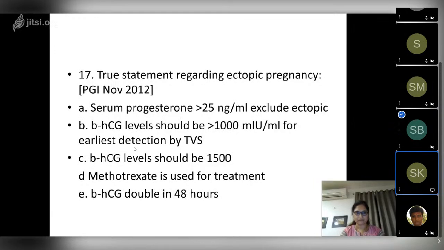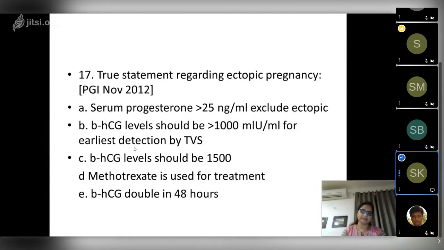1500 international units. Yes, so that's the right answer. There are studies which have documented that when the beta HCG level is about 1500, they will be able to identify the earliest sign, that is the presence of the gestational sac, by transvaginal sonography. Whereas for transabdominal sonography, the value is 6000. So when the beta HCG level is about 6000 international units, that is when we will be able to identify the gestational sac on transabdominal. Whereas 1500 is for the TVS.